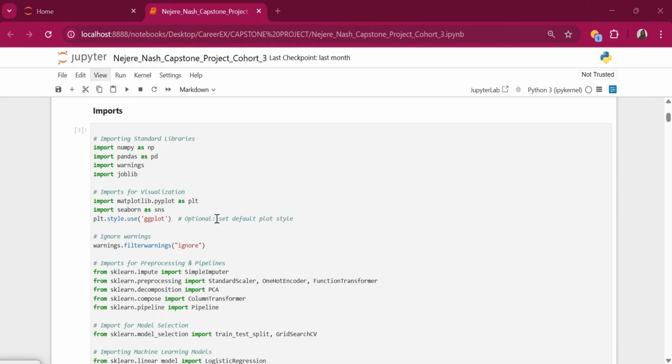Another thing I did was to set the default plot style, which is ggplot, at the very beginning because I want consistency with all of my plots, right? And ggplot is just really easier to interpret, the visuals are good, and it's also really professional. So let's dig deeper.